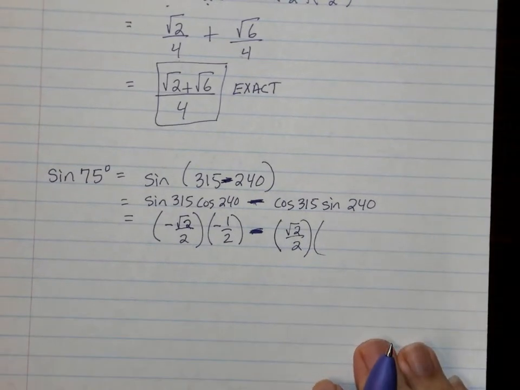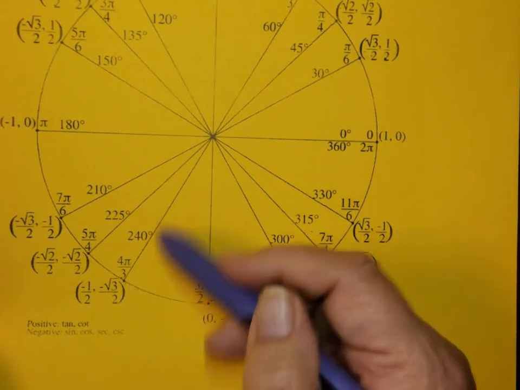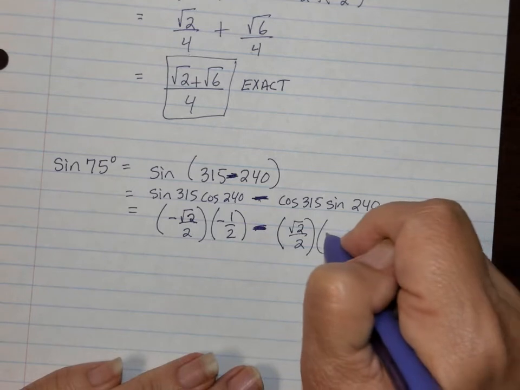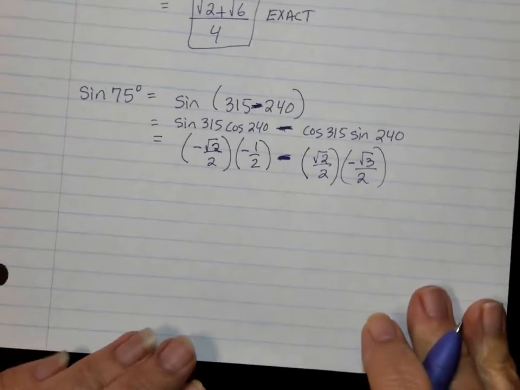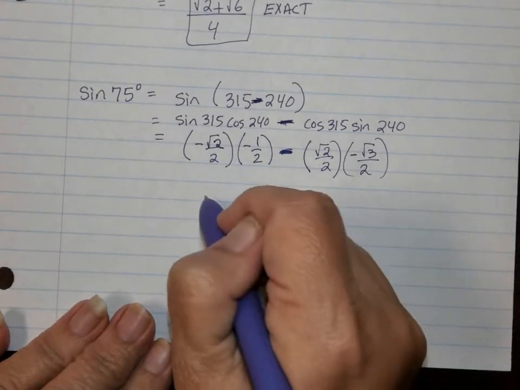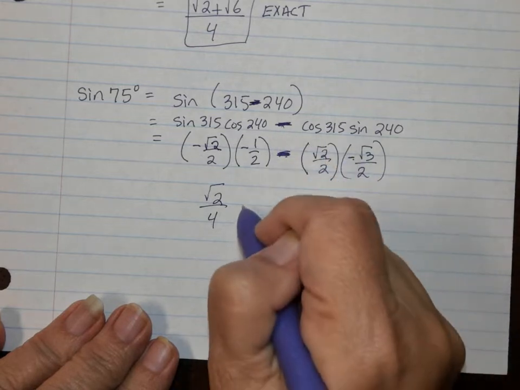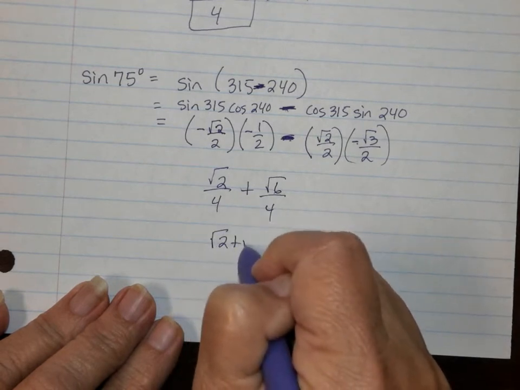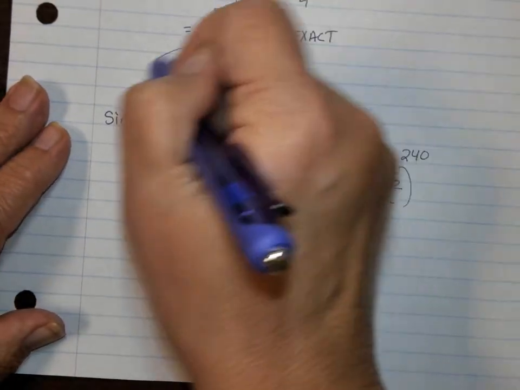Sine of 240. 240 is over here. Third quadrant. And I'm on sine. Sine is negative. Square root of 3 over 3. Sorry, square root of 3 over 2. I misspoke. Negative times negative is a positive. Square root of 2 over 4. Negative times a negative. Positive. Square root of 6 over 4. Add your fractions. Common denominator. Ta-da! Same answer. Look at that.